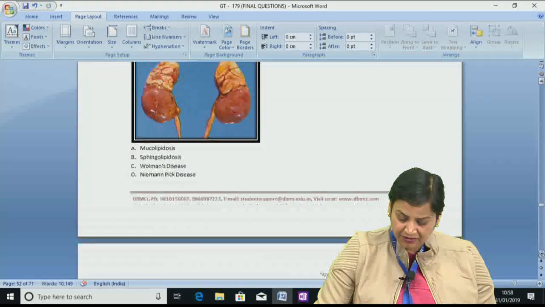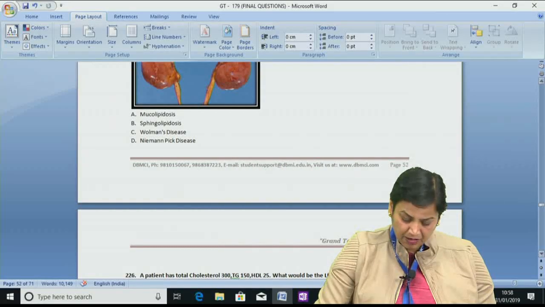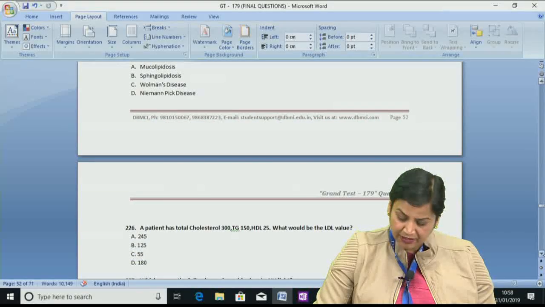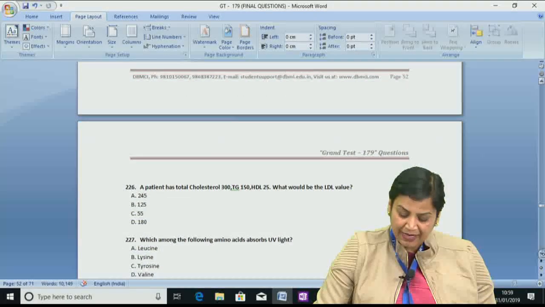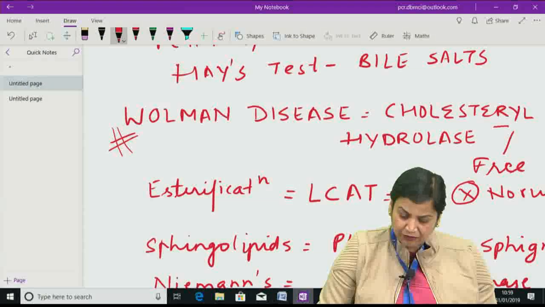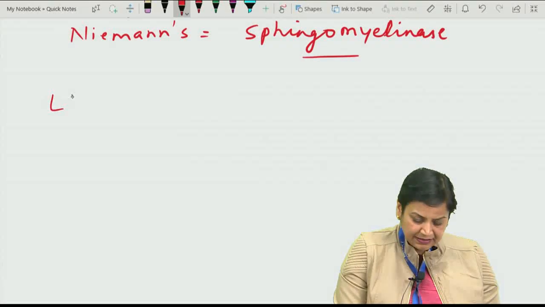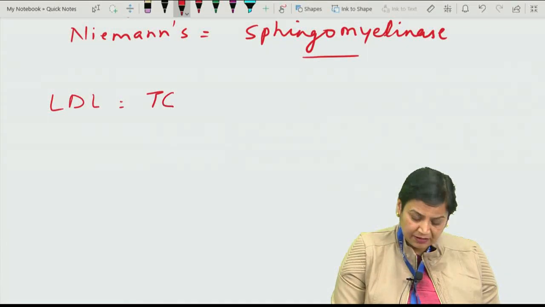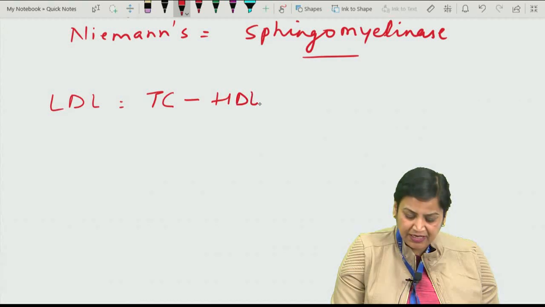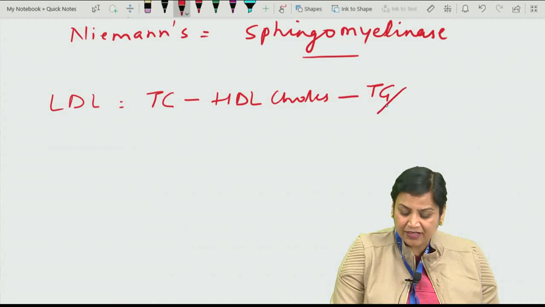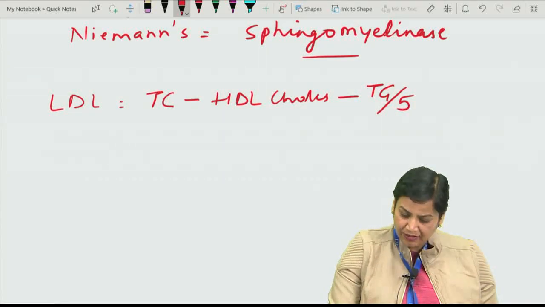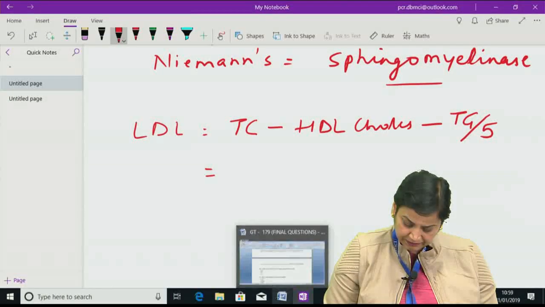Then switch over to next question. A patient has total cholesterol 300. What we have to find out is LDL. Simple. The formula for calculating LDL is total cholesterol minus HDL cholesterol minus triglycerides over 5.